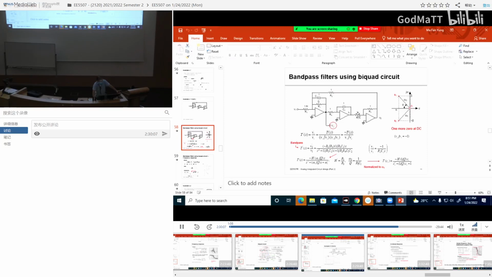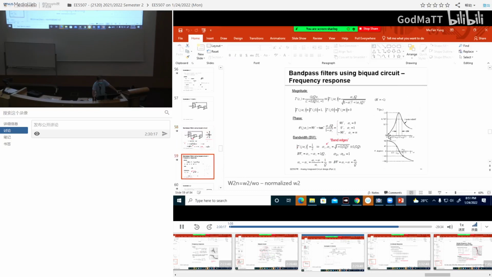Low pass we pick from here. If you pick from V2 prime, you'll end up with a band pass circuit. So you see the magnitude response is passing this band. There's a 3 dB point from here to here, and this is what we call the band pass.